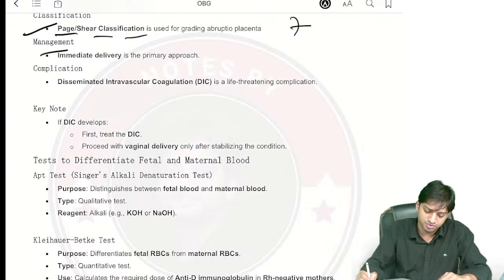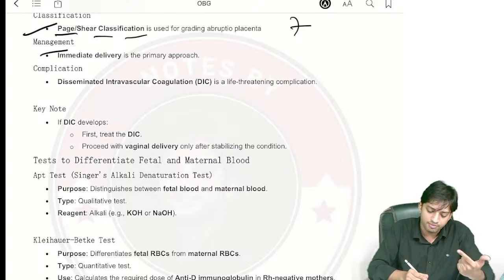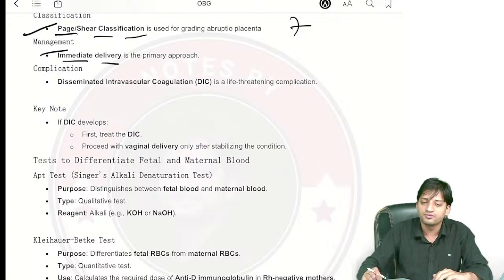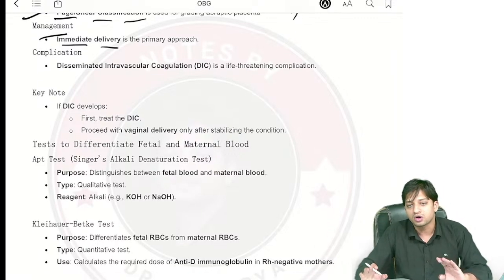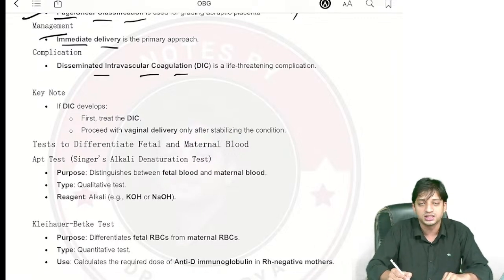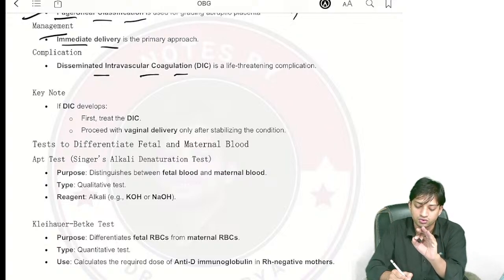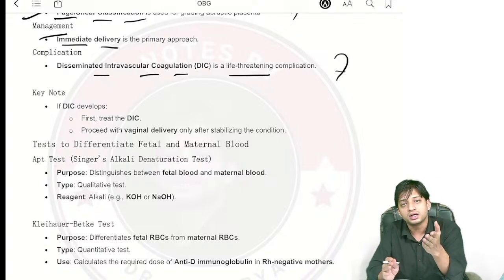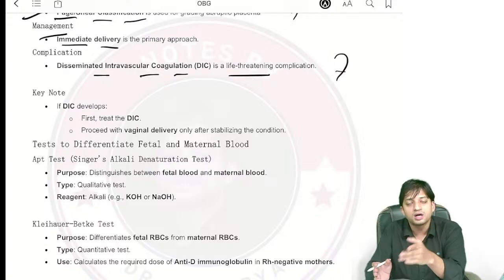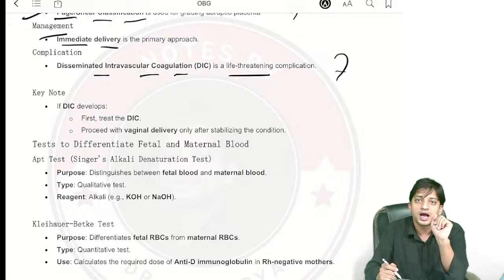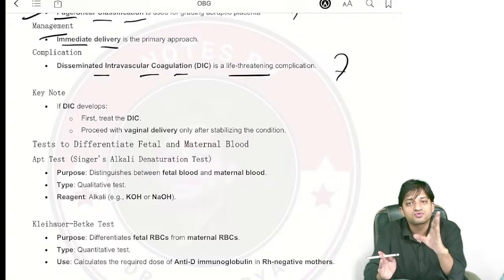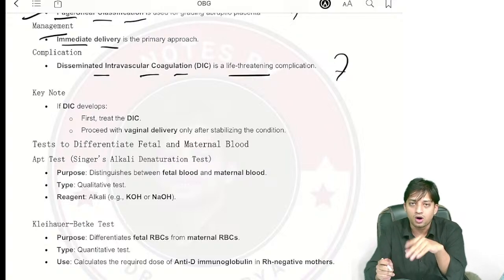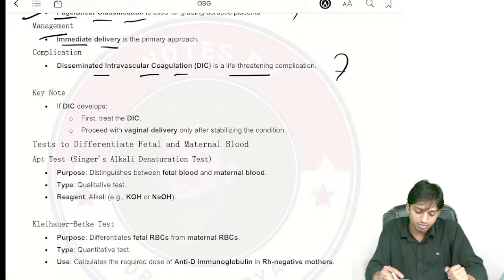Coming here to the management. In abruptio placenta, if bleeding is coming and the patient is coming with pain and bleeding, then immediate delivery is the primary approach, right? What is the complication? The complication can be development of DIC, disseminated intravascular coagulation, and it is a life-threatening complication. DIC is a type of consumption coagulopathy. If you revise from your pathology lectures, then you might know that.